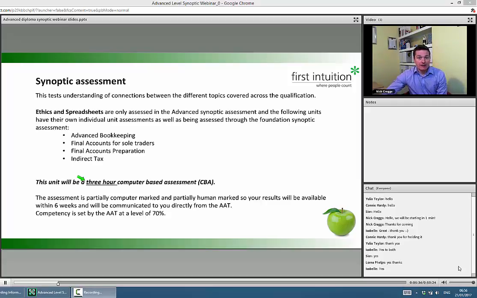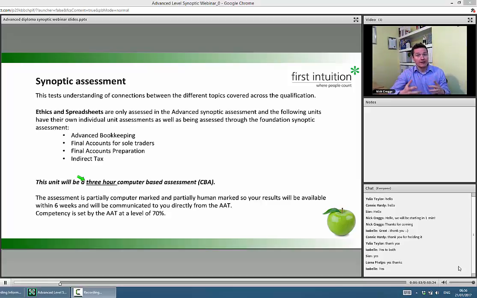So it's actually marked by the AAT. On the old AQ 2013, your training provider marked your ethics and your spreadsheets exams, and they could give you a provisional result in a matter of days, hours if they're on the ball, and then it eventually appears in a statement of achievement.